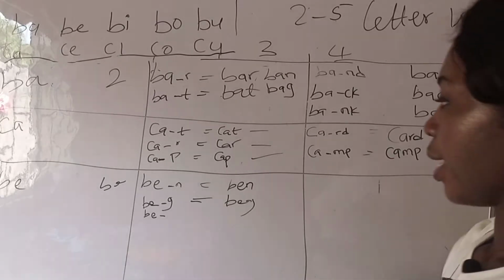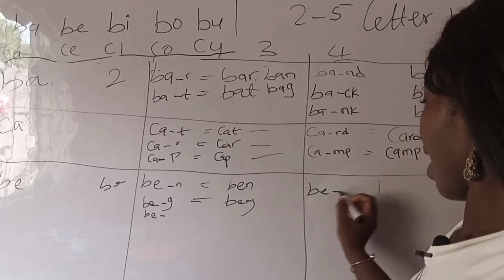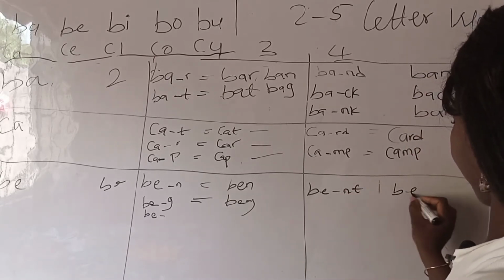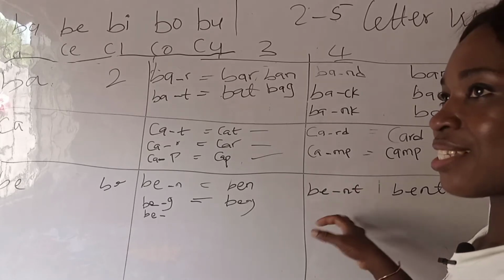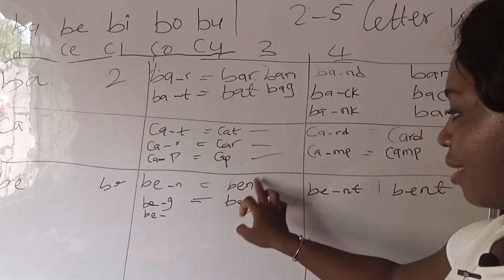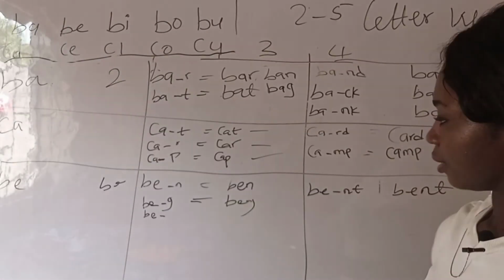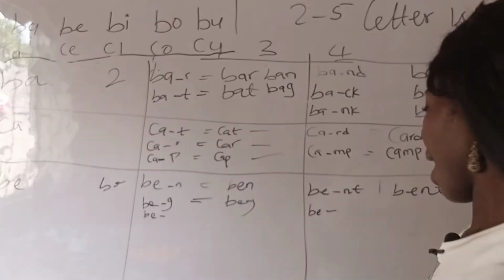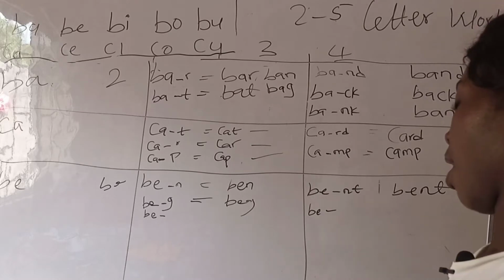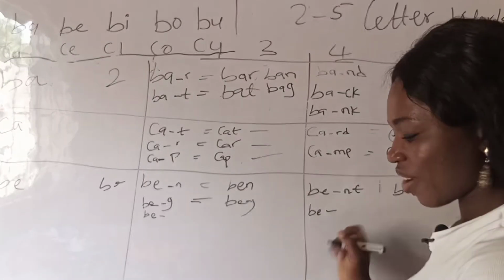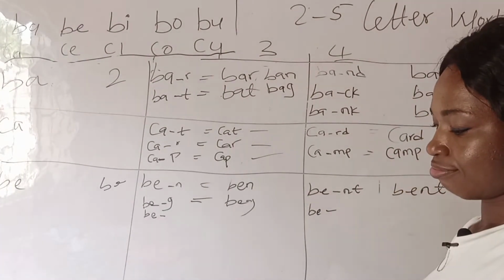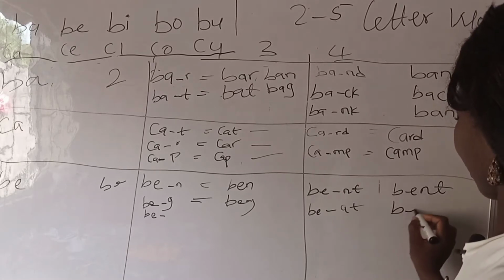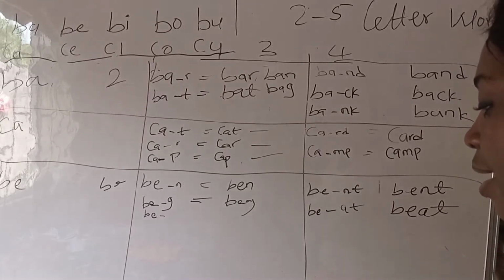Four-letter words, we have B, E, we add, what should we have? We should add N, T, and we have bent. This is bent. And let's have B, E, add, let's add A, T, then we're having beat. Yes, we have beat.